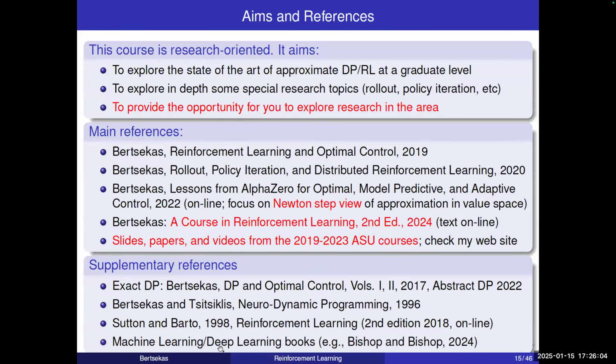Then there are a lot of machine learning books, deep learning books. This is a very popular subject these days. Most of these books are not very useful from my point of view, but there's one that I like, which is by Bishop and Bishop, father and son, who wrote this book together. And I find this well written, and I can get a lot out of it, so you may want to consult it.